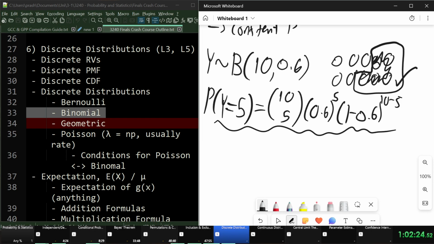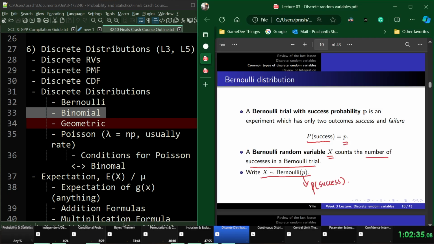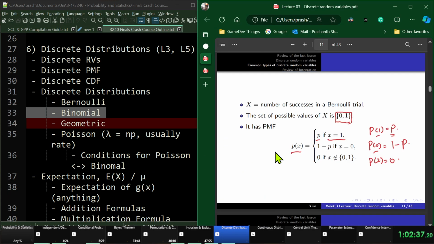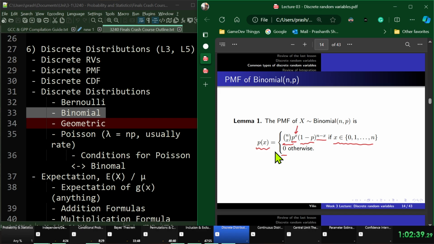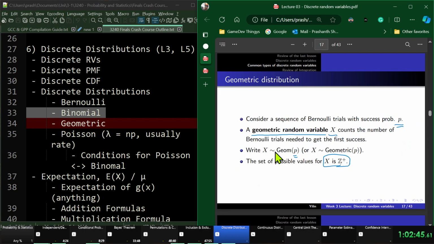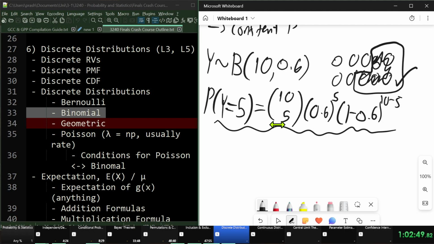It'll probably show up. I think there's a non-zero, it's a very high likelihood. I think it will show up. Yeah, I think that's it for binomial. I don't think I missed it. This is the formula with more algebra in it. Okay. So that was binomial.